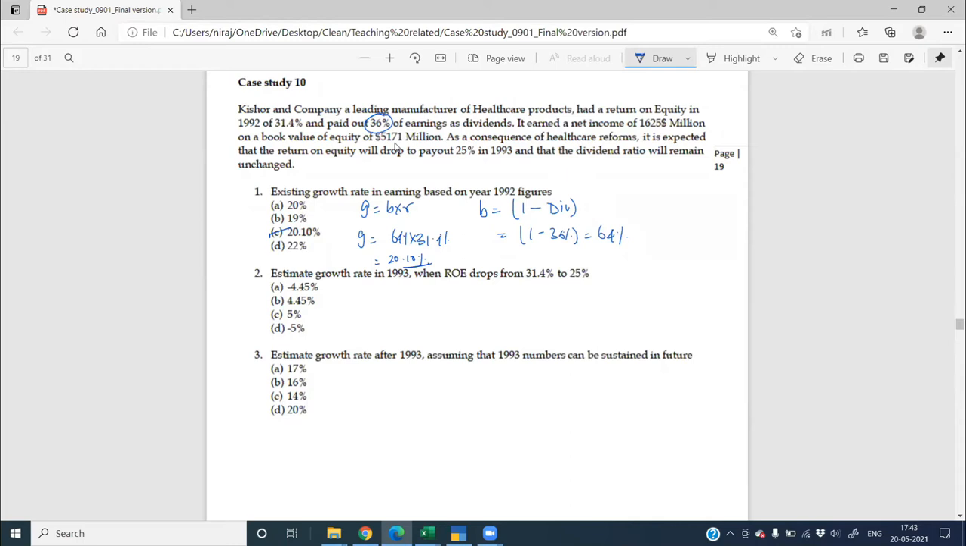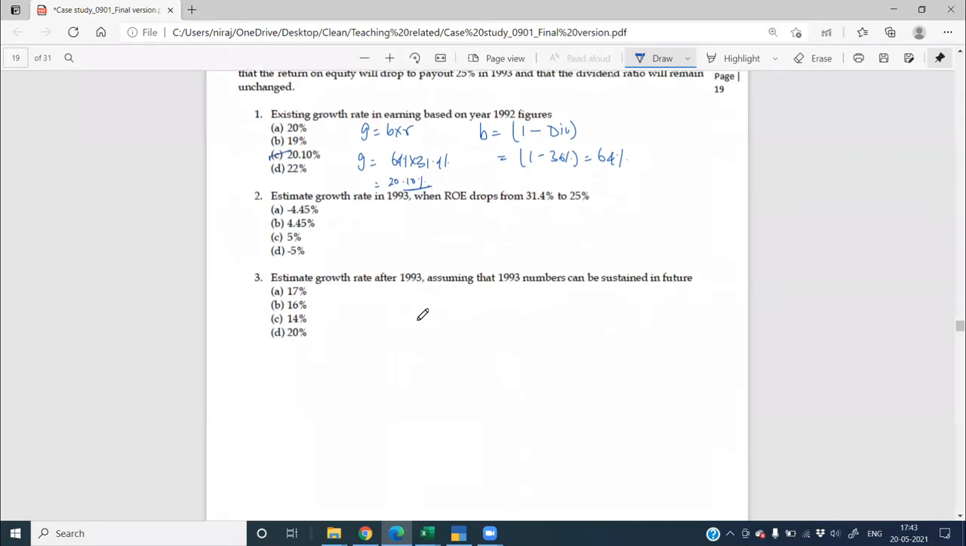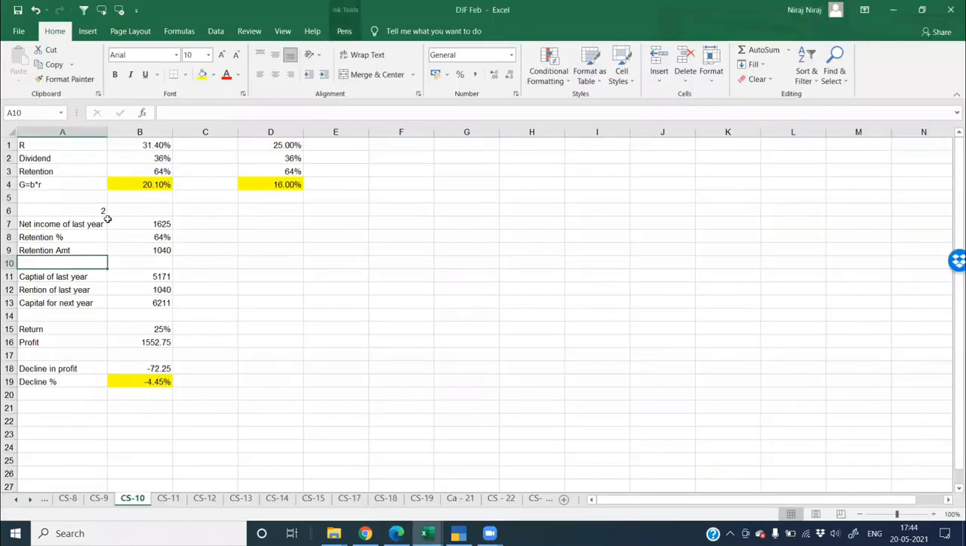The second question they have asked, which is the most important question, is to estimate the growth rate in 1993 when ROE drops from 31.4 to 25%. What will be your growth rate in the next year? What will be the dip in your profit next year when the return drops from 31.4% to 25%? So how will you calculate this? What is your opening capital? 5171. The opening capital that has been given to you is 5171.